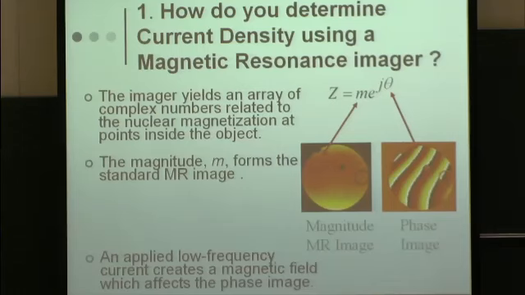And as a Fourier transform, it's a complex number. What doctors tend to look at is the magnitude of that complex number. We're going to get our information from the phase of that complex number. How do we do that?